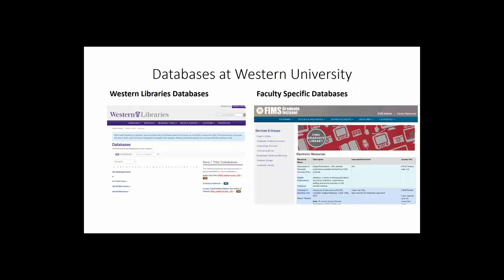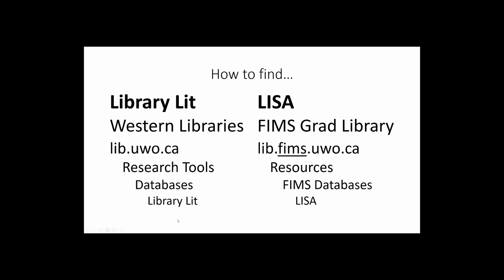So that's a brief overview of the databases. Now I'll show you where to find them. The way databases work at Western is there are some databases available to everyone in the whole school, and then some databases are only available to a specific faculty or group, probably to keep costs down. So for the two databases we're looking at today, Library Lit is accessible through Western Libraries and is accessible to everyone in the school, whereas LISA is only available through the FIMS password protected intranet.